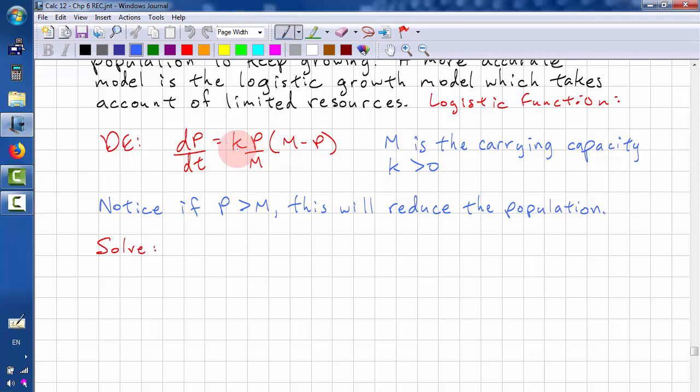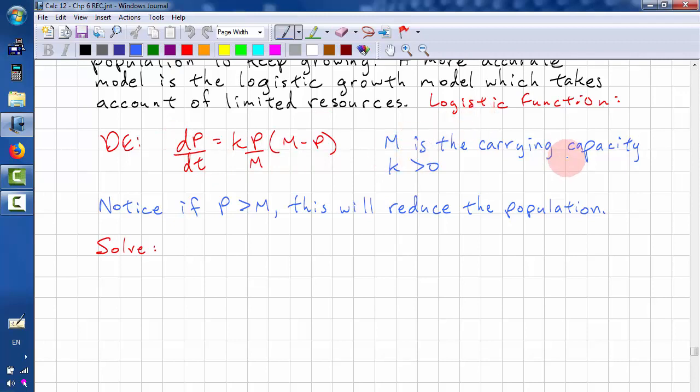And it keeps growing up to the carrying capacity. So this is the ideal population size. If our population is below this ideal size, this is positive. So we have positive population change. However, if our population is bigger than our ideal size, then this becomes negative. So we lose population. And that's one of the rationales for using the logistic function.